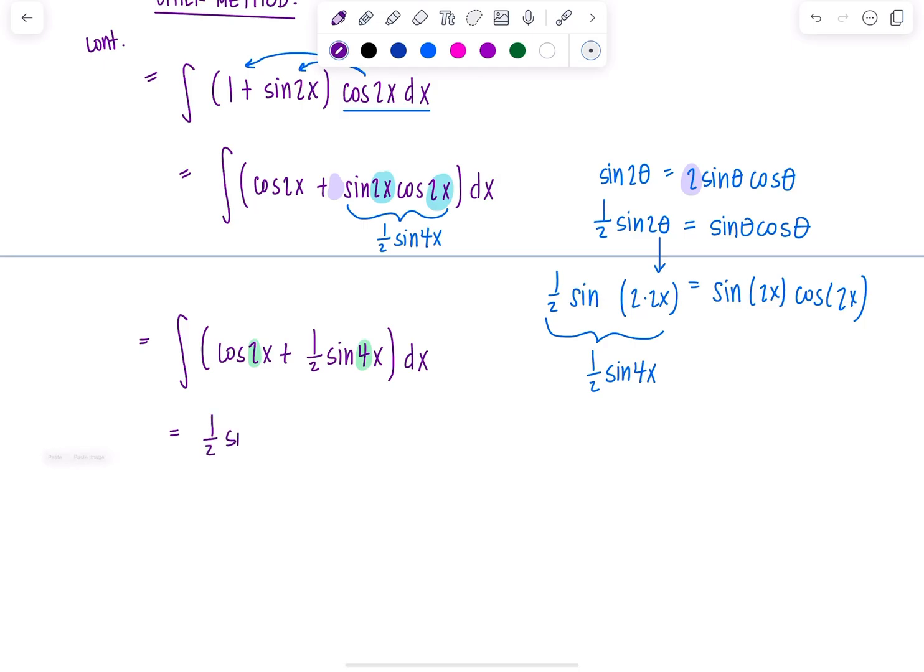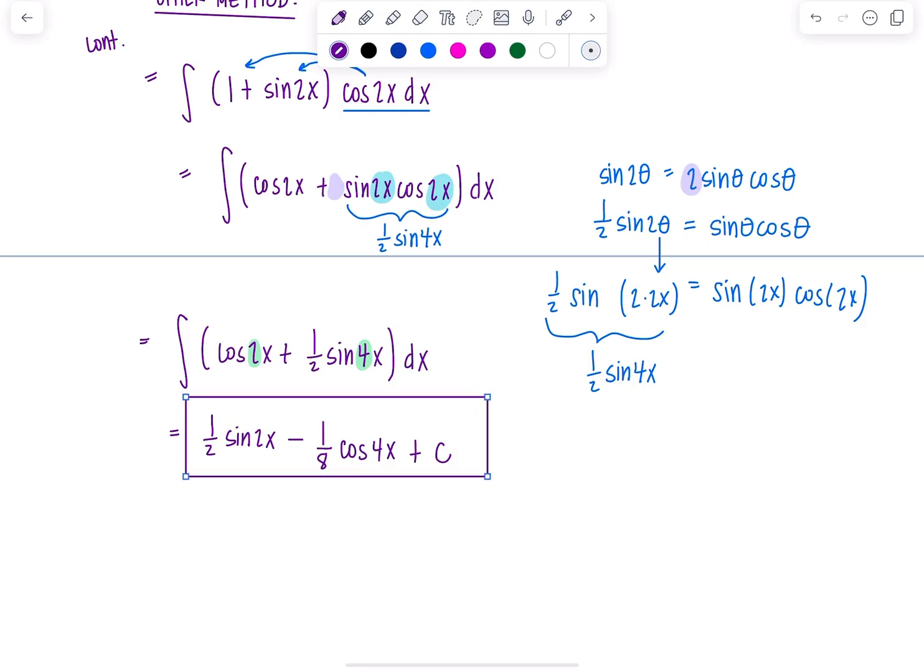So we're going to have 1/2 sine 2x as the antiderivative of the first term. And then this one, just be a little more careful. Whose derivative did we take to get sine something? A negative cosine. Keep the 1/2 and also divide by 4. So this is going to be negative 1/8 cosine 4x plus c. And this is actually the answer in the back of the book.